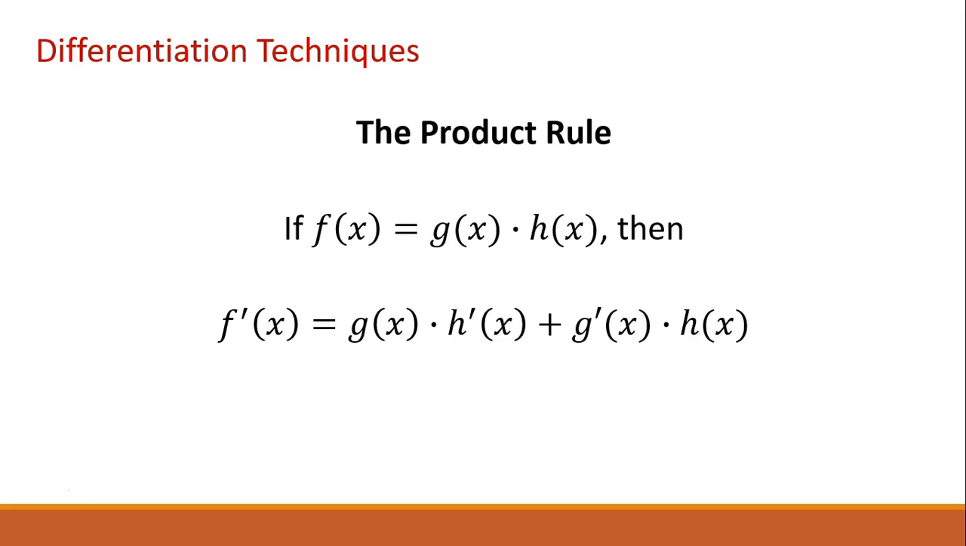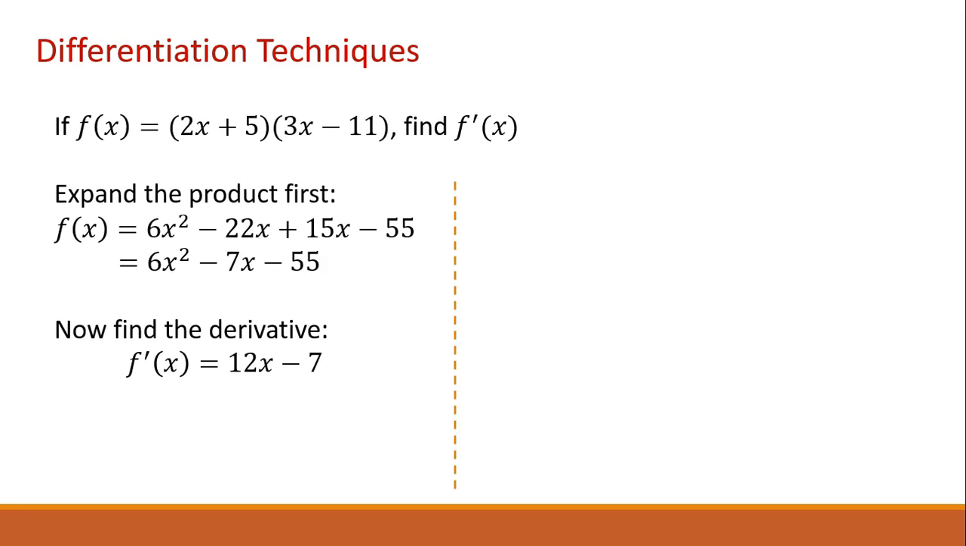So let's look at another rule that can help us do that derivative, and it's called the product rule. It says if we have a function that's made up of two functions multiplied together, in this case we're calling them g of x and h of x, then the derivative of our function is equal to the first function times the derivative of the second plus the derivative of the first times the second. So let's go back to this problem.